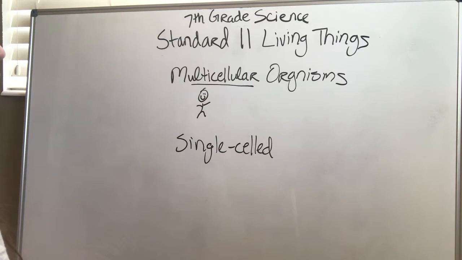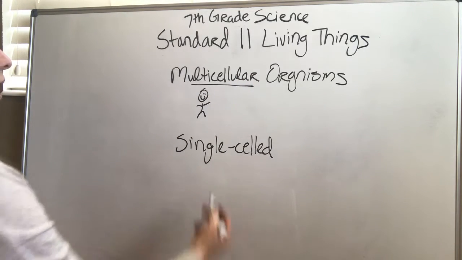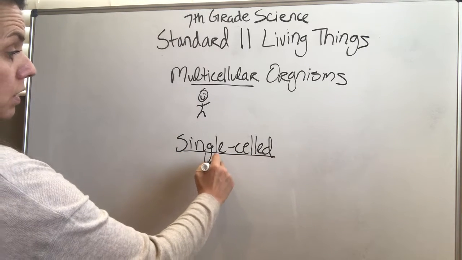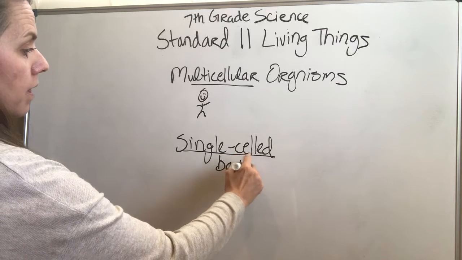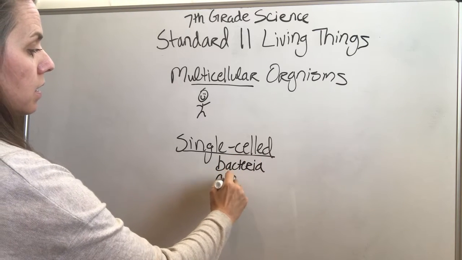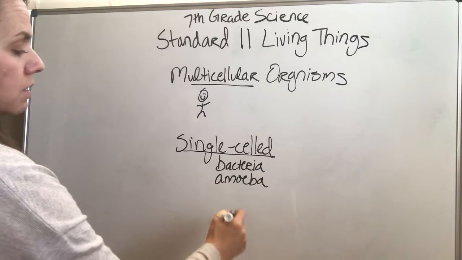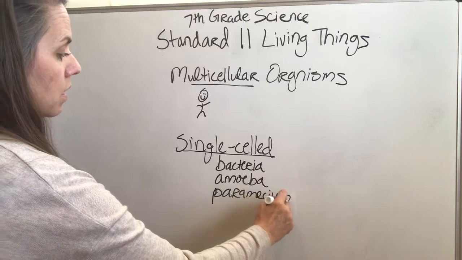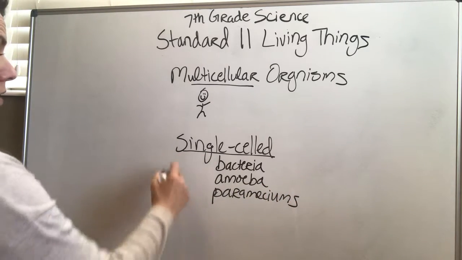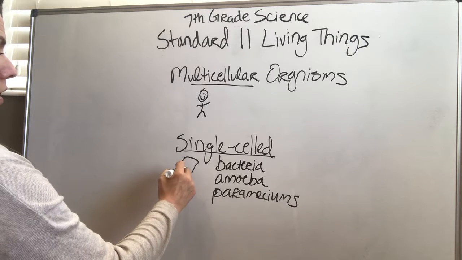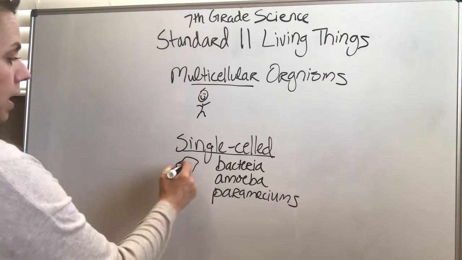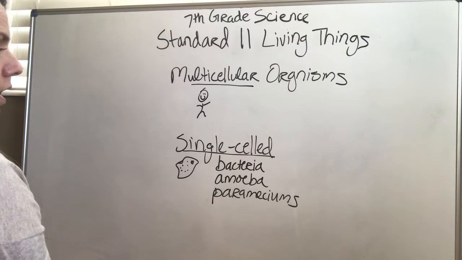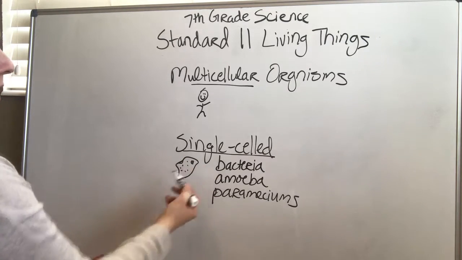Also, plants are multicellular. They have more than one cell. The only things that are single-celled are things that are very small, like bacteria or amoebas, parameciums. All those things only have one cell. They just float around in pond water, and they have their nucleus and their organelles inside there, but they're just one cell.